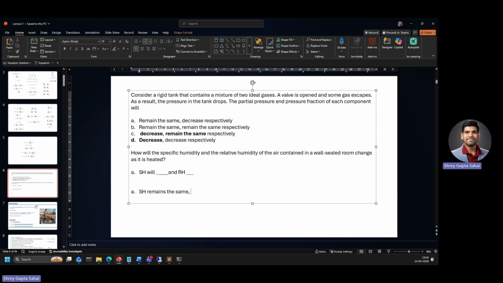What about relative humidity? See, when increasing temperature, the saturation pressure increases. So the maximum amount of vapor that air can hold increases. So relative humidity must decrease. That's the solution to this question.